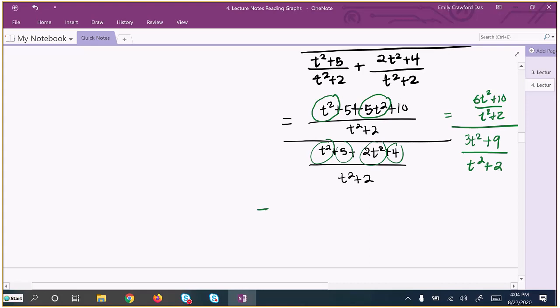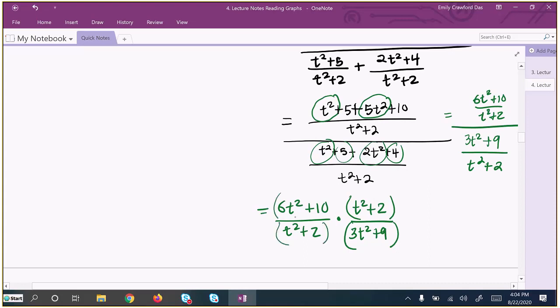And the last thing that I'm going to do is flip and multiply. So I have 6t squared plus 10 over t squared plus 2. And then, because I'm dividing by a fraction, that's the same thing as multiplying by t squared plus 2 over 3t squared plus 9. And then the t squared plus 2's will cancel. So this ends up just being 6t squared plus 10 over 3t squared plus 9.